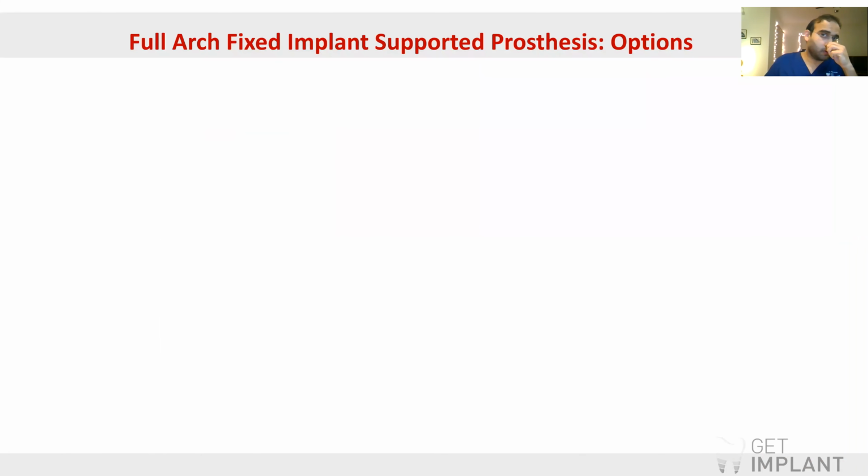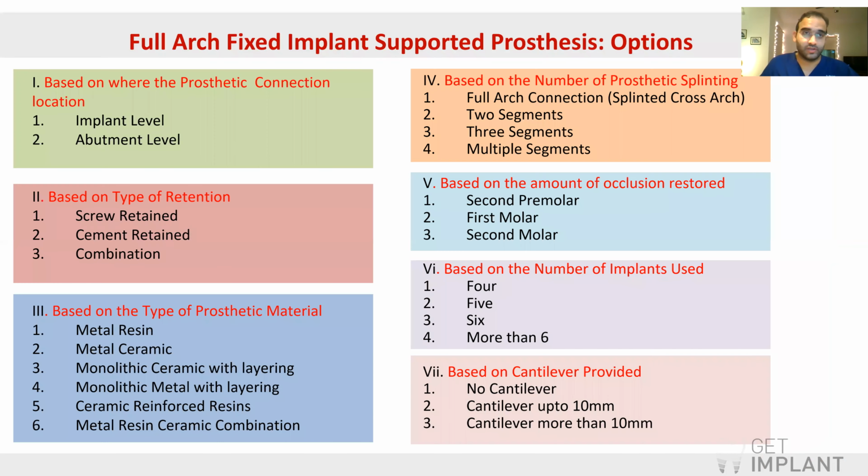Okay, so let's talk a little more about full arch fixed prosthetics, right? A lot more things can be done with fixed, and there are a lot more types in which we can fabricate a full arch prosthesis. It can be based on the type of connection, type of retention, screw, cement, combination, or material.